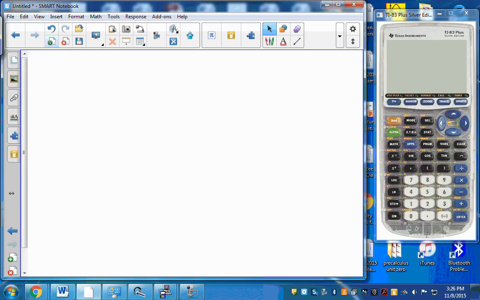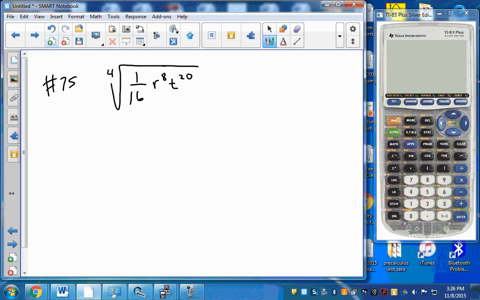Let's see. The next one I've got is 75. And this says the 4th root of 1/16, and then they put r to the 8 and t to the 20th, like that. Okay, so I'm going to write it as the 4th root. I'll put the r to the 8 and t to the 20th on top, and the 16 on the bottom.